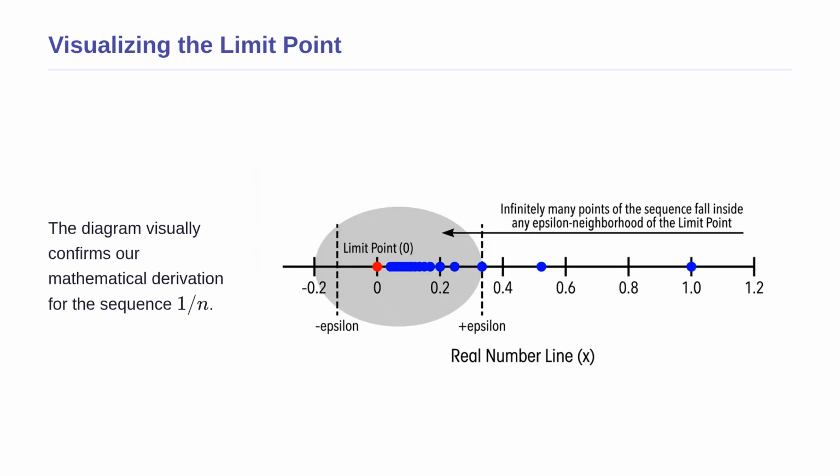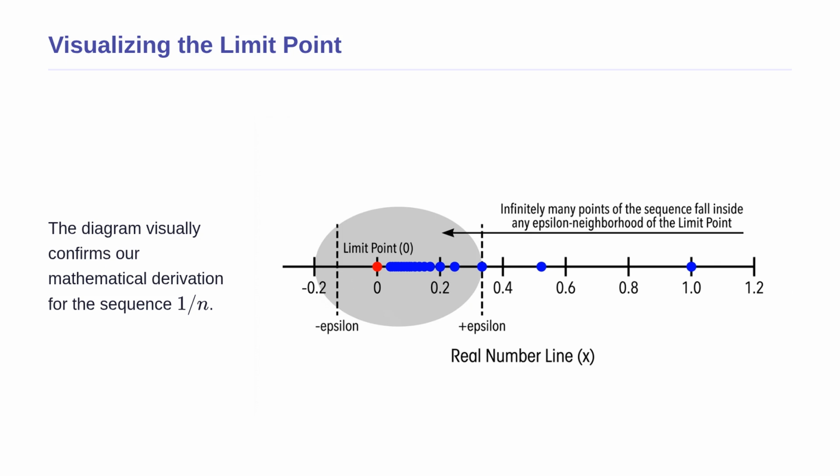Now that we have calculated the derived set, let us look at exactly what this means visually. Here you see the real number line. The blue dots represent our sequence: 1, 1/2, 1/3, and so on. As you follow the blue dots to the left, notice how the physical distance between them shrinks. They pack so tightly together near 0 that they become indistinguishable.